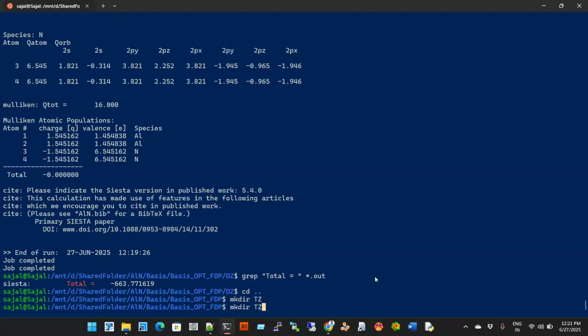In the similar manner, I am trying to copy the associated files to my TZ directory.